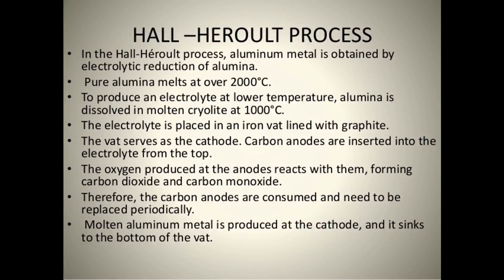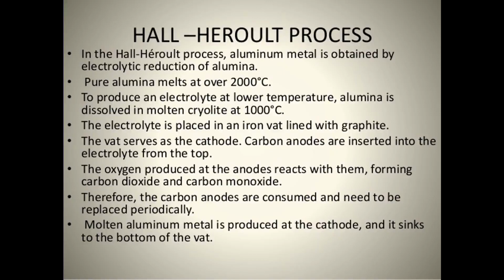In the Hall-Héroult process, aluminium metal is obtained by electrolytic reduction of alumina. Pure alumina melts at over 2000 degrees Celsius. So, to produce the electrolyte at a lower temperature, alumina is dissolved in molten cryolite at 1000 degrees Celsius. This electrolyte is placed in an iron tank lined with carbon, that is graphite. The vat serves as the cathode, and the carbons are the anode.